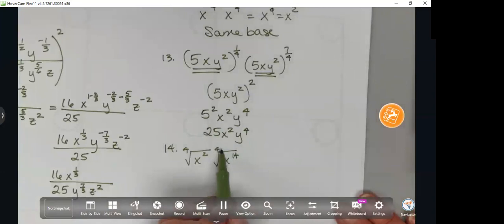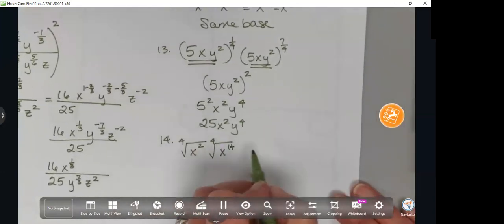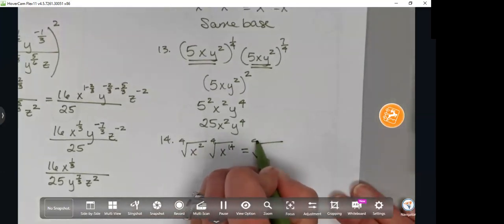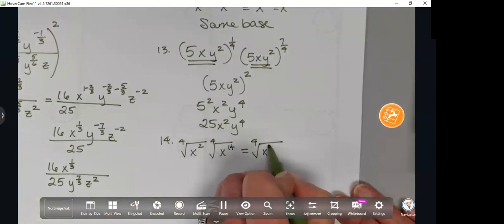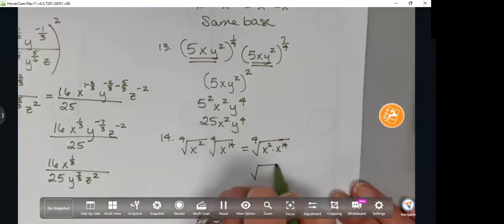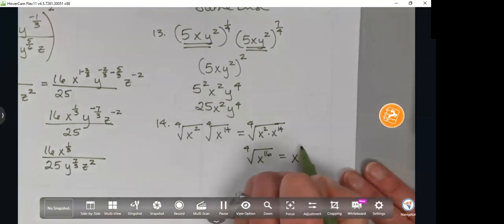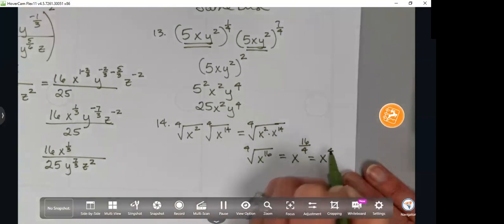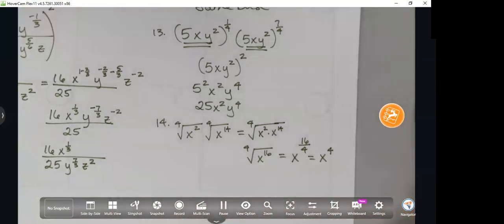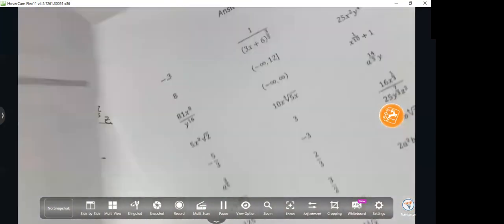Now again, I've got both to the 4th root, so I can combine these both under the same radical, x squared times x to the 14th, which would be the 4th root of x to the 16th. And now if I create that into a fraction, I can simplify it like that. And there you go. Moving on, just check your answer sheet, make sure you've got it.